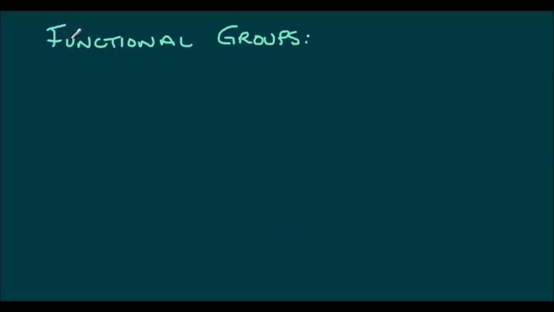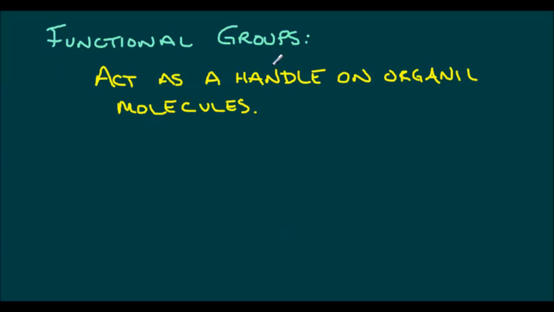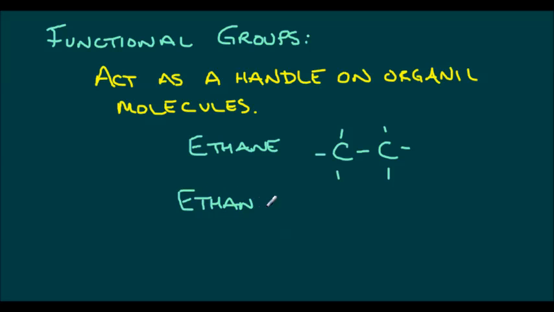So the question becomes, why look at functional groups? Well, functional groups act as a handle on organic molecules. So let's look at an example here. If we were to look at a molecule called ethane, like this, two carbons bonded together with three hydrogens coming off each of them, and we were then to look at ethanol, which is very similar, except that it has a hydroxyl group coming off the end of it.